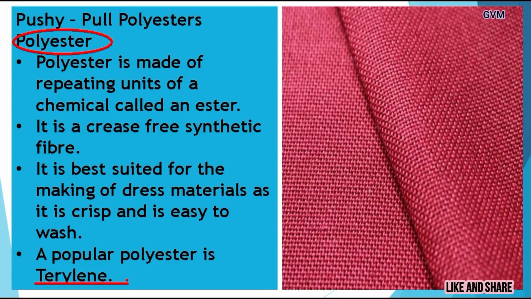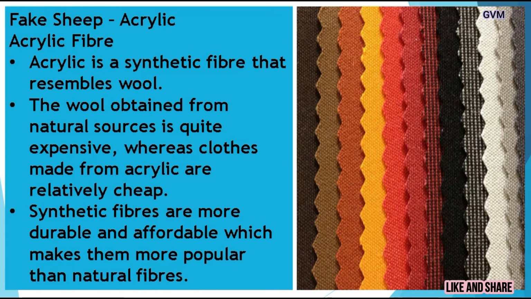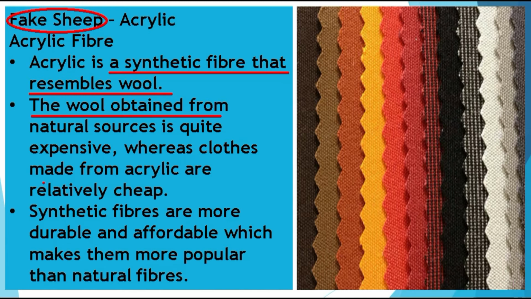Now let's move on towards the next slide. Now students, the next fiber is acrylic, and students, it is also known as fake sheep, meaning it gives a false appearance just like sheep wool, and that's why it is also called fake sheep. And students, as I said, it is a synthetic fiber that resembles wool, and as you all know, the wool obtained from natural sources is quite expensive, whereas the clothes made from acrylic are relatively cheap, and that's why it is called fake sheep.